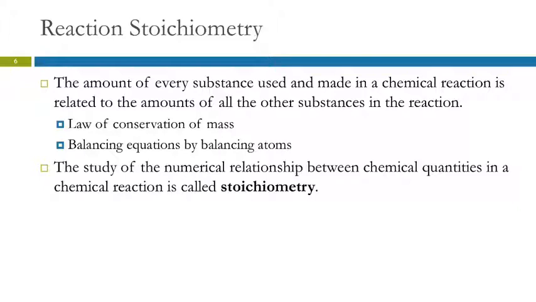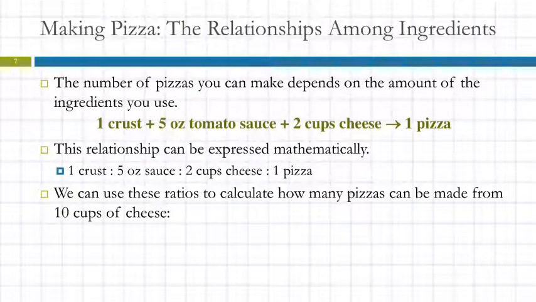When we study the relationship between quantities in chemical reactions, this is called stoichiometry. So that's a word that you'll hear a lot. I'm not going to make you spell it on an exam or anything crazy like that. So let's think about making pizza instead of global warming. Here is a recipe for pizza, very simplistic, written as a chemical equation. So 1 crust plus 5 ounces of tomato sauce plus 2 cups of cheese would make 1 cheese pizza, right?